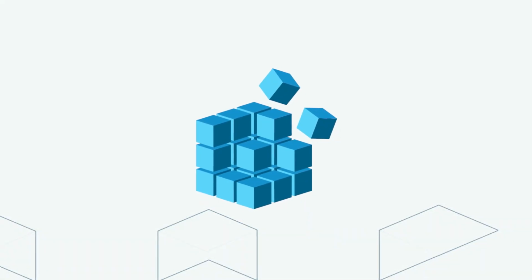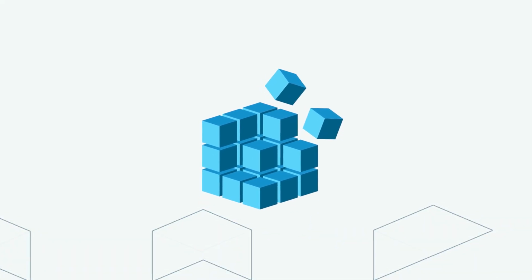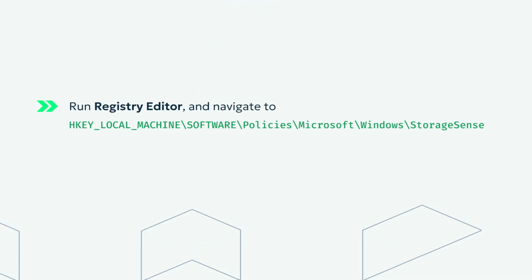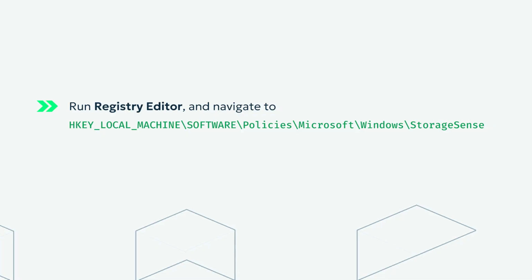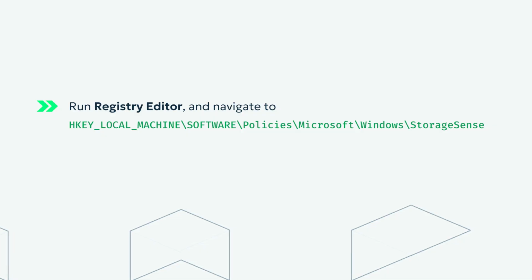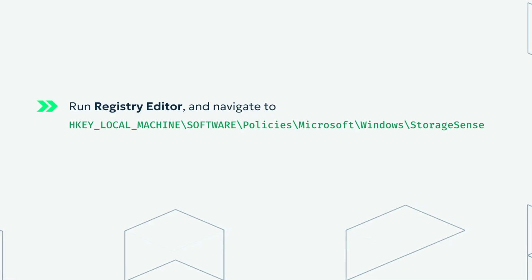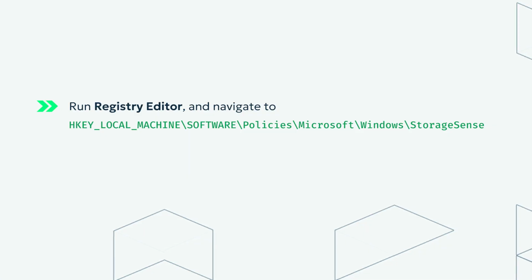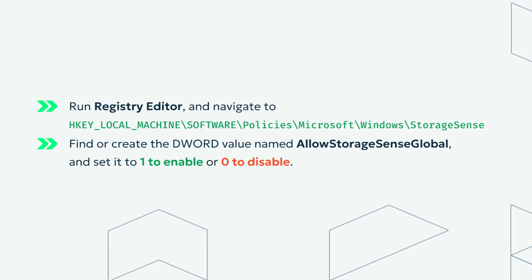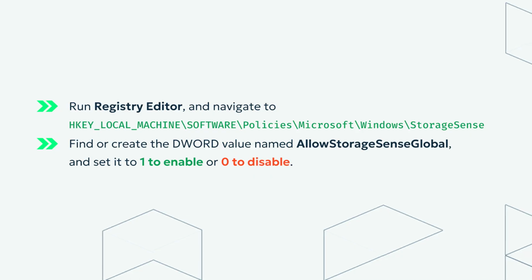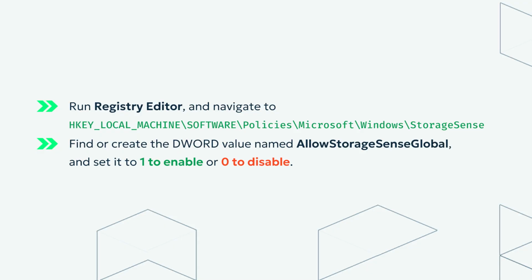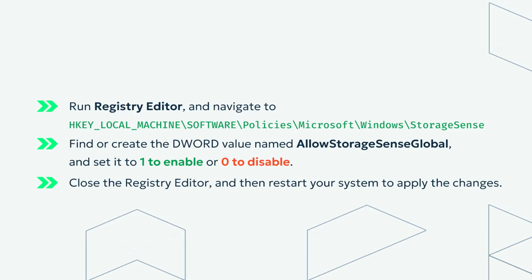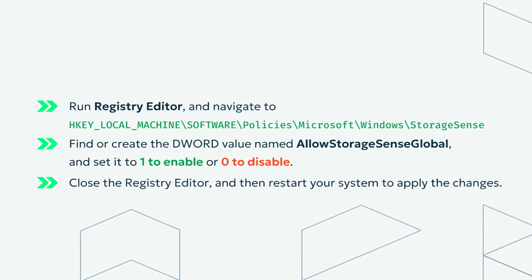For more granular control of StorageSense, use the Registry Editor. Run Registry Editor and navigate to HKEY_LOCAL_MACHINE\SOFTWARE\Policies\Microsoft\Windows\StorageSense. Find or create the DWORD value named AllowStorageSenseGlobal and set it to 1 to enable or 0 to disable. Close the registry editor and then restart your system to apply the changes.